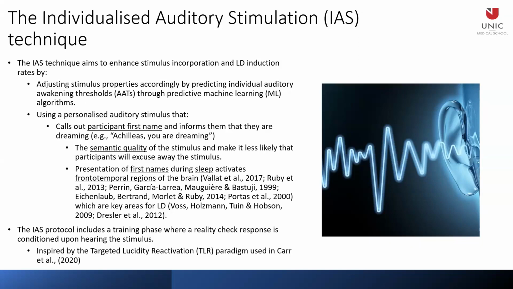The reason I called out participants' first names is that previous research, unrelated to lucid dreaming research, has shown that when you present someone's own name during sleep, versus someone else's name or a sound or a beep, you activate these frontotemporal regions of the brain that we know are key for lucid dreaming. Plus, perhaps people know what's called the cocktail party effect: we have a strong orientation and attention to our own name when it's presented. Maybe you're at a loud cocktail party and everyone's talking at the same time, but if you hear your name, you can easily pick it out from all the noise.